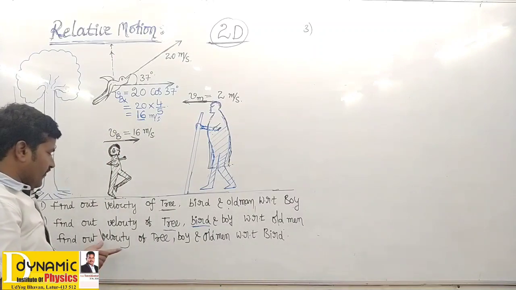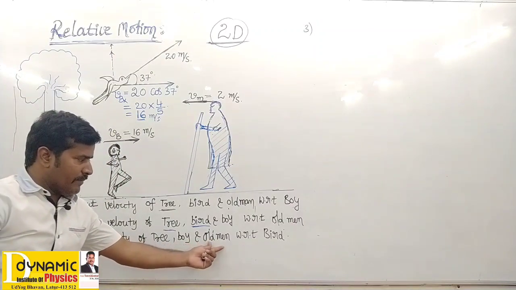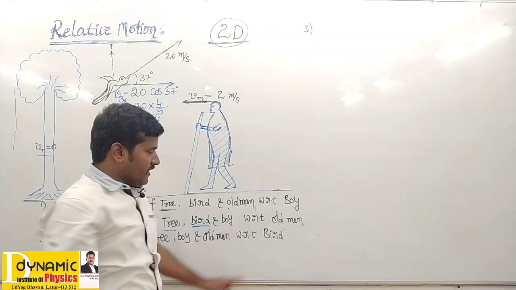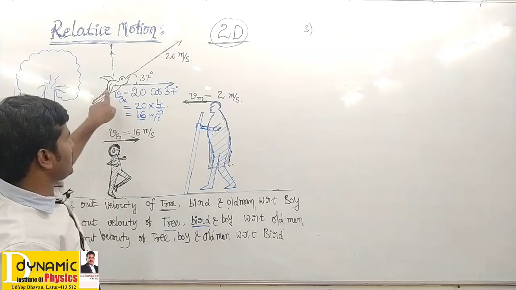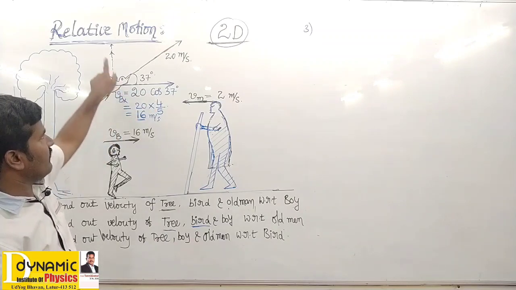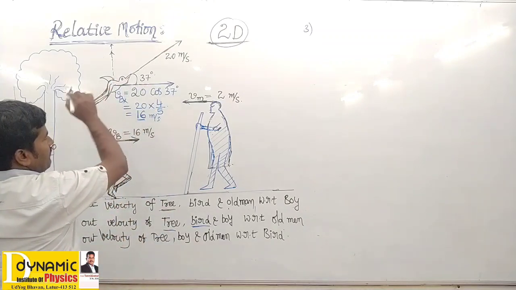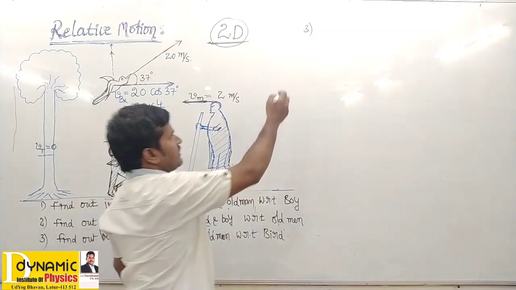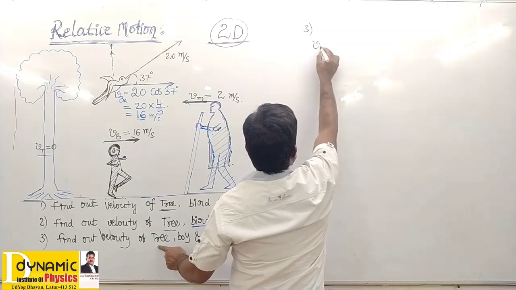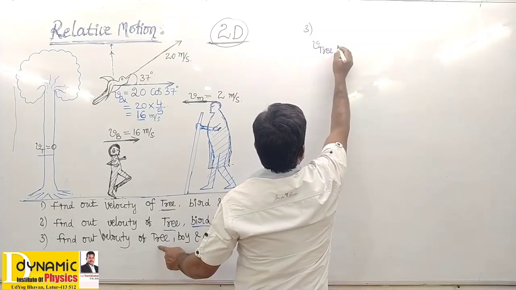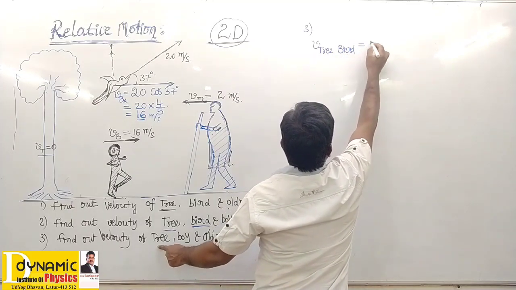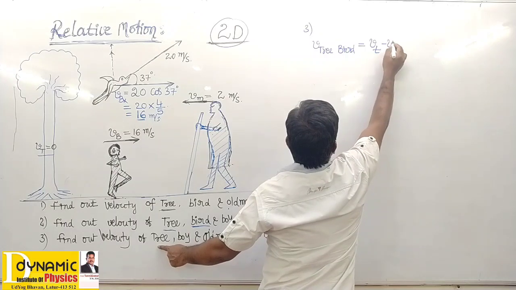In the third question, we need the velocity of the tree, boy, and old man with respect to the bird. So, the old man with respect to the bird. The bird has two velocities, one horizontal and another vertical. First we will complete the horizontal. In the horizontal, the velocity of the tree with respect to the bird is written as V tree minus V bird.